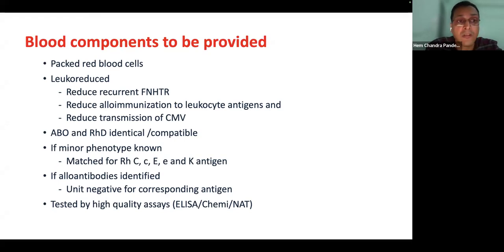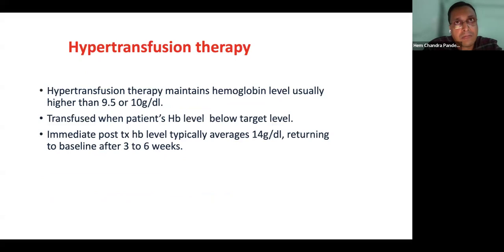Then the blood which is to be given has to be identical. In 99% of cases, it has to be identical. Sometimes if there are alloantibodies, then we need to give compatible blood. If the phenotype is known, then every effort should be made to give phenotype-matched blood. If alloantibodies are identified, then we need to give a unit which is negative. So phenotyping is important, and phenotype matching is important to prevent alloimmunization due to the transfusions. One has to ensure that the testing is done by high quality assays, because if it is not NAT, there is a high risk of transfusion transmission of viral infection.